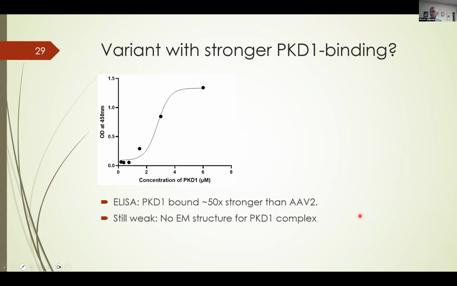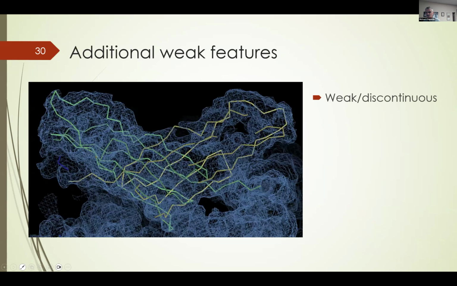It's still a weak interaction, and we've never been able to get a complex of virus with just the PKD1 domain. But when we did a complex with both the PKD1 and 2 domains in our construct, we found some weak discontinuous density, unaccounted features that we hoped were PKD1, but the map was uninterpretable. We couldn't figure this out for months, and then we had some luck.